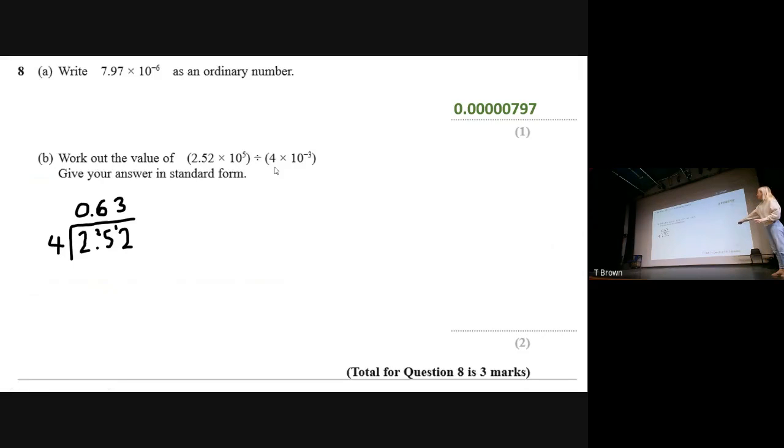Bus stop method, remember how many 4s go into 2? Well, none. Carry the 2 over. How many 4s go into 25? There are 6. Carry the 1. How many 4s go into 12? 3 times. So I've got my digits. So I know that there's going to be a 6 and a 3 in the answer. But now I just need to work out how many zeros it needs.